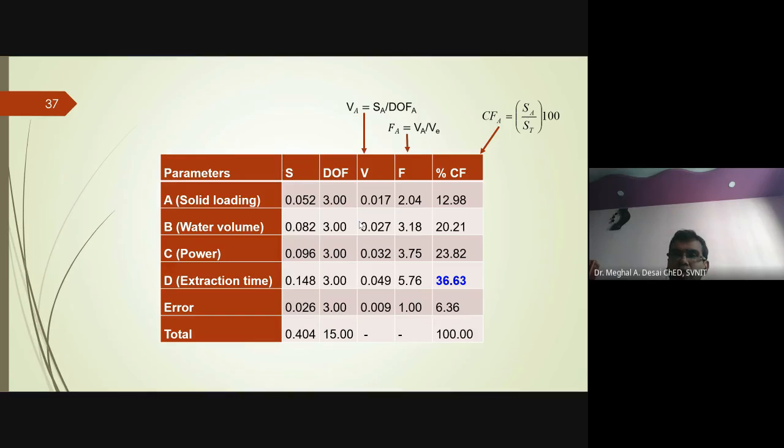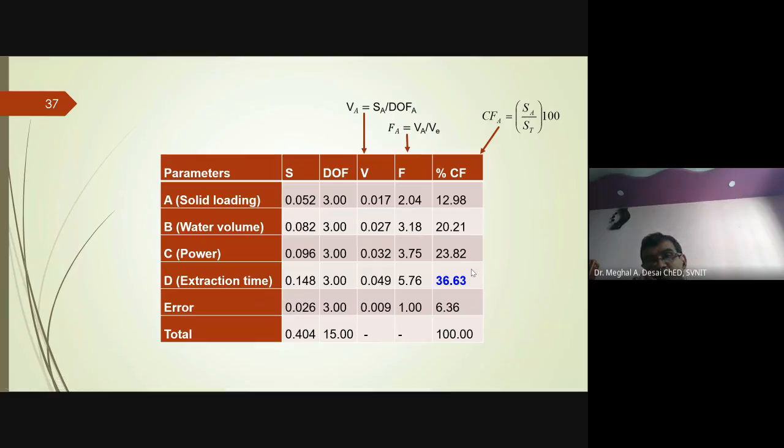After pulling the error only, we were able to perform the F test. Over here, it is not required, the reason being variance is already there. Okay, so we were able to find the F value. Once the F value was calculated, you can see that extraction time has the higher F value, 5.76. And when it was found in terms of percentage, it is 36 percent.